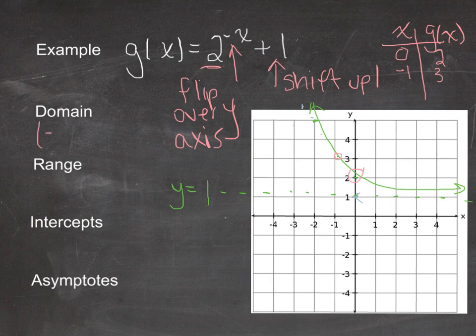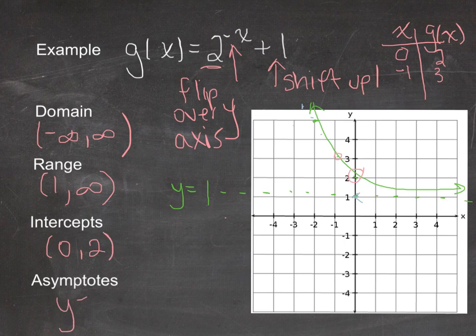So my domain is still -infinity to +infinity. I can choose any values for x, no problem. My range, however, changed, so my asymptote moved up to 1. So my function will approach y equals 1 as far as x goes out, but never actually reach it. So I can go from 1 being the lowest point, almost 1 is the lowest point, up to +infinity. My intercepts, I just have the 1 y-intercept again, which is (0, 2), and my asymptote shifted up to y equals 1.